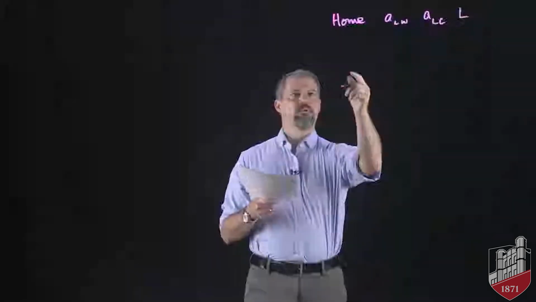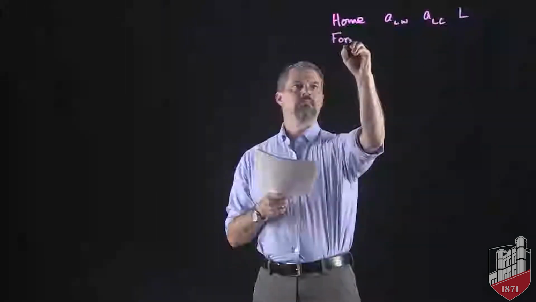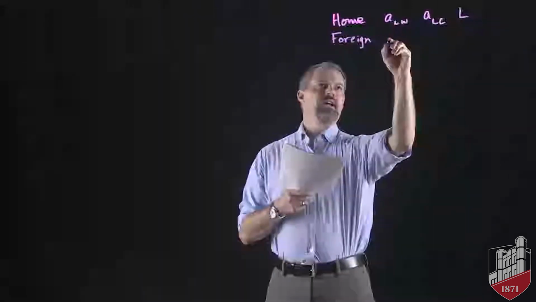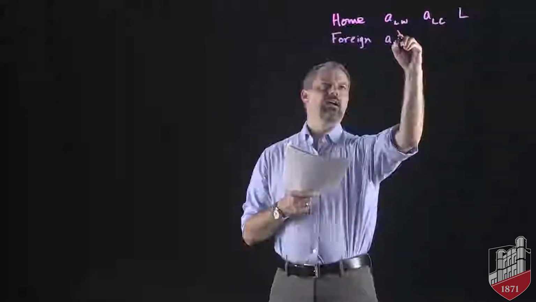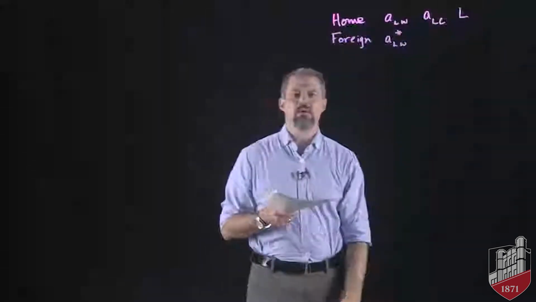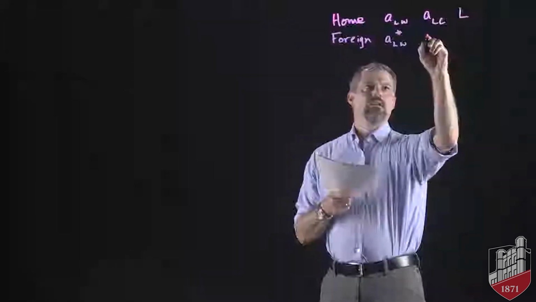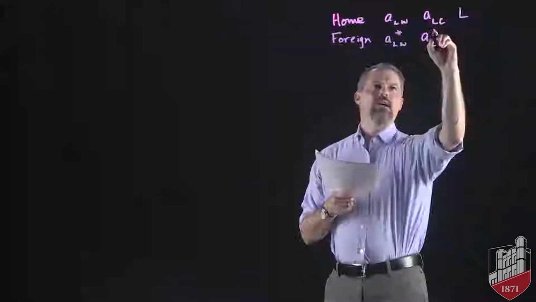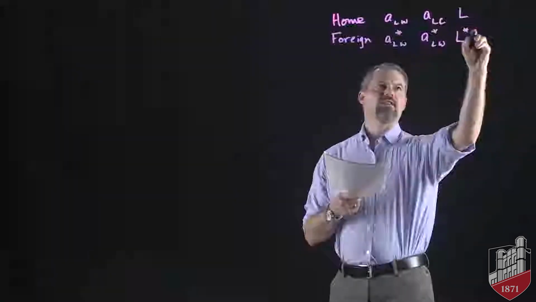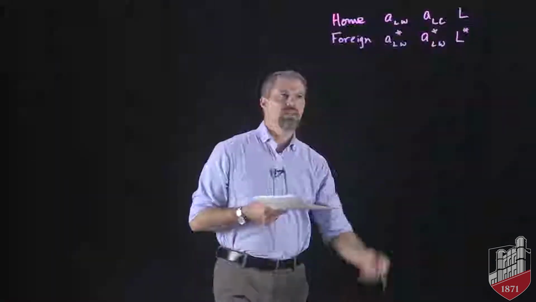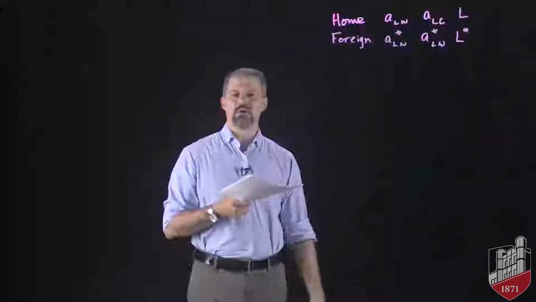We're going to add foreign, and we're going to have a unit labor requirement for wine. For foreign, we're just going to denote that with an asterisk. The unit labor requirement for wine for foreign, and then foreign will have some supply of labor. L and L asterisk don't need to be the same.